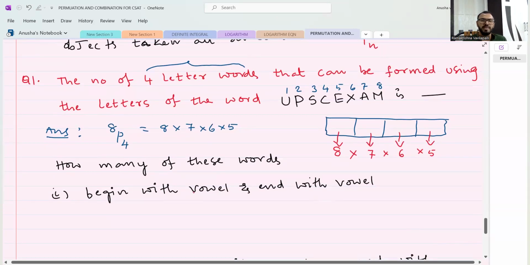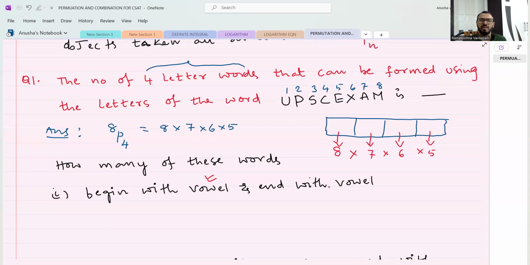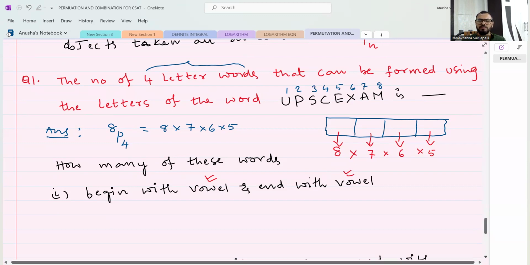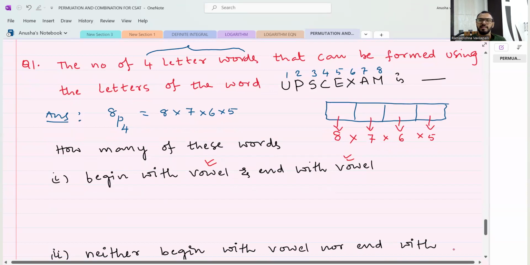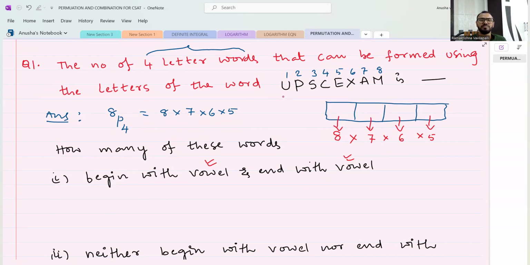Now, how many of these 4-letter words begin with a vowel and end with a vowel? Means the first letter must be a vowel, and the last letter also must be a vowel. Now let us see how many vowels are there in the word UPSC exam. There are 3 vowels, U, E, A, and 5 consonants. Now I will use again the box method.